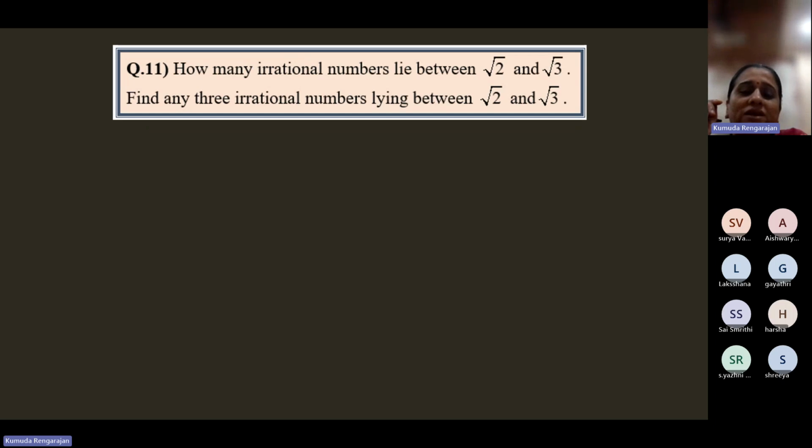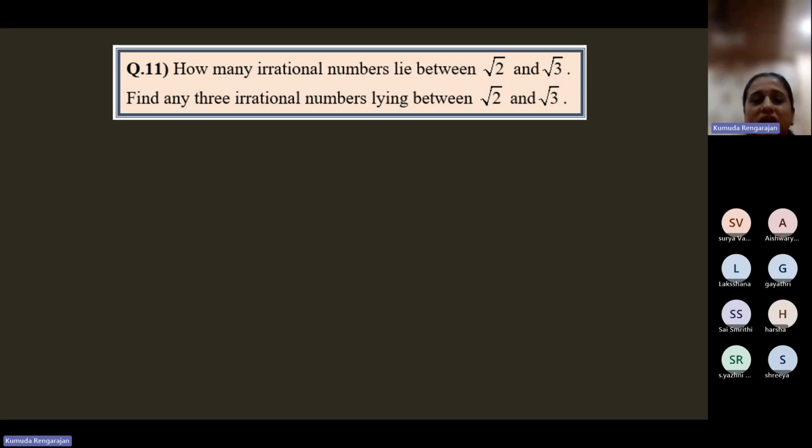So here, how many irrational numbers lie between √2 and √3? √2 is irrational. √3 is irrational. So they are asking you how many irrational numbers lie between these two irrationals. √2 is irrational because 2 is an imperfect square. 3 is also an imperfect square. So the square root of 2 and square root of 3 are clearly irrational numbers.